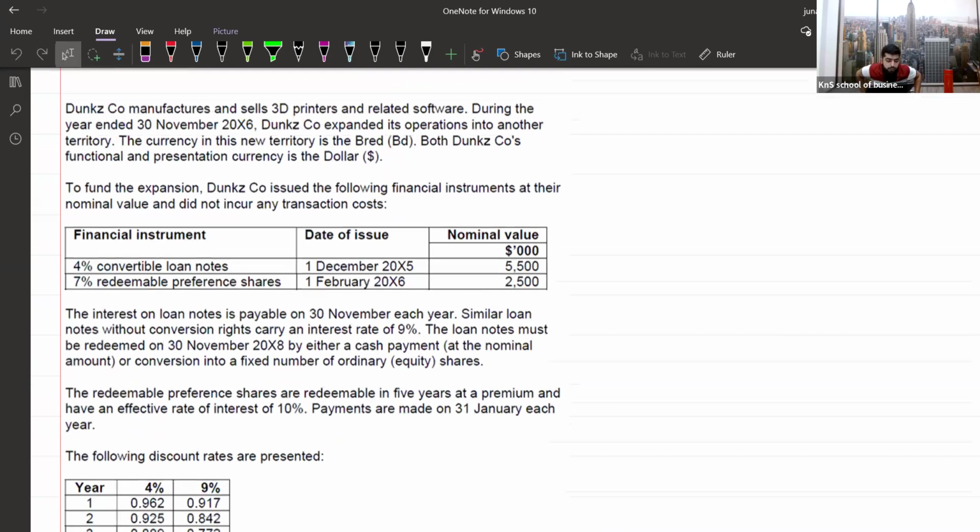Now, the company manufactures and sells 3D printers and related software. During the year ended 30th November 2006, the company expanded its operation in another territory. The currency in the new factory is bread. Both companies' functional and presentation currency is dollar, which means that bread is the foreign currency and the dollar is the presentation and the functional currency.